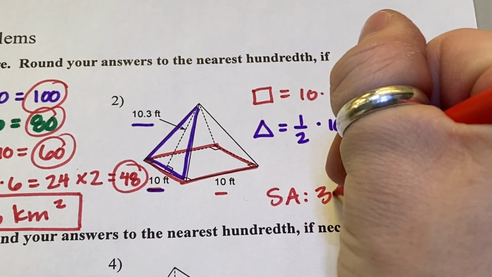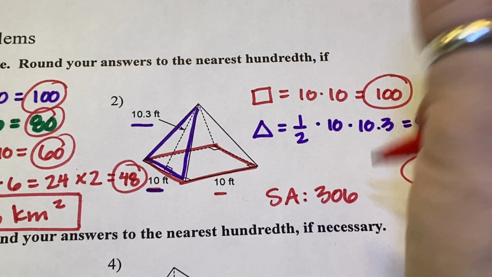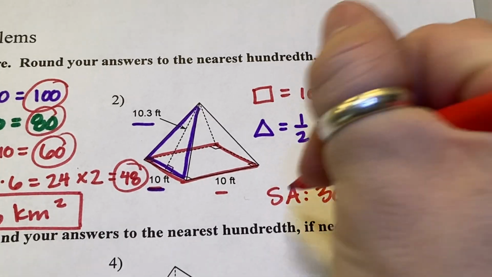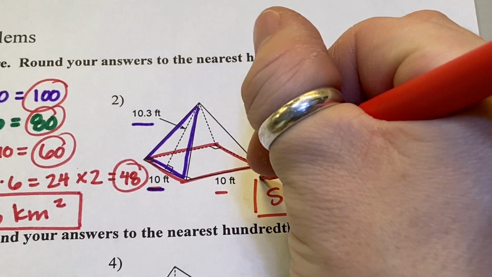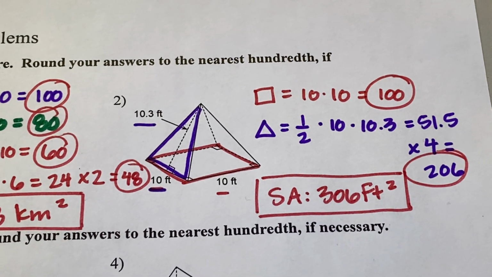306. 306 what? Feet. Feet what? Squared. Beautiful. Whenever we're talking about area, our units are squared. 306 feet squared.